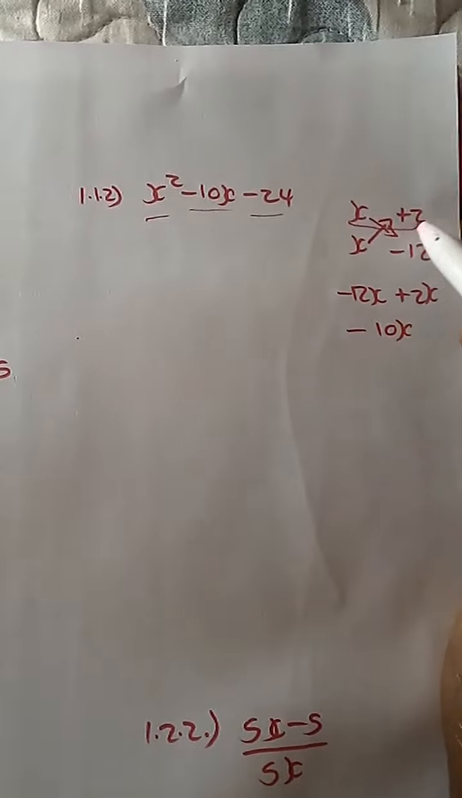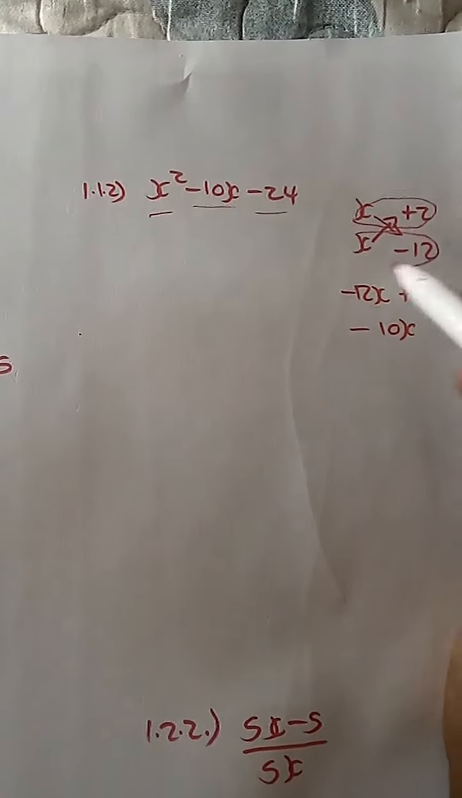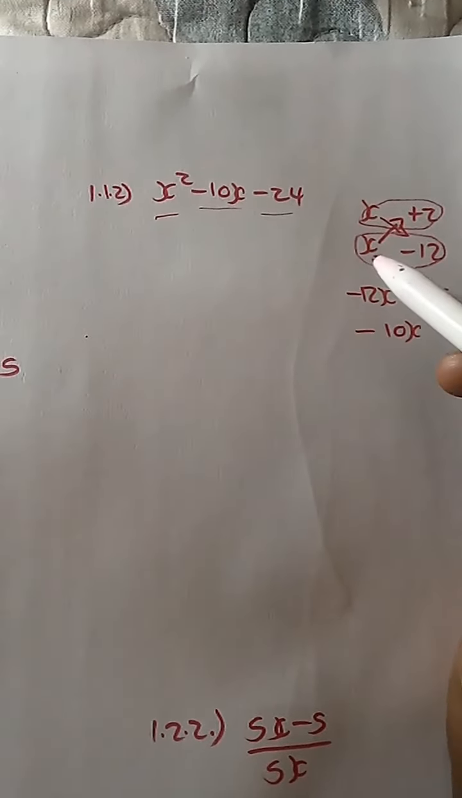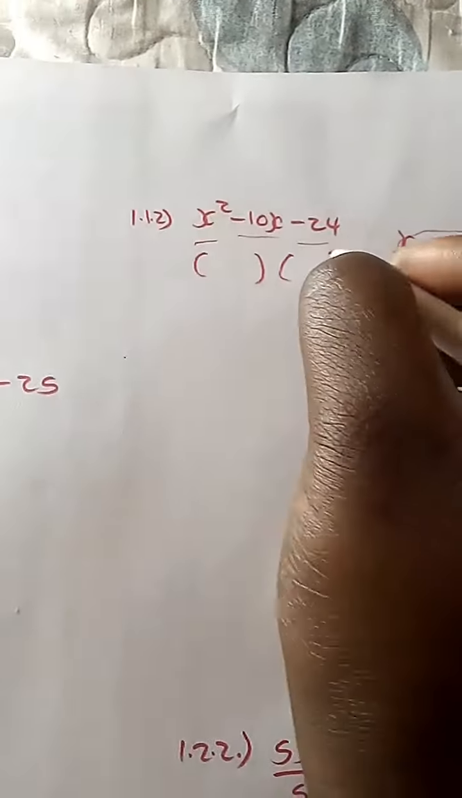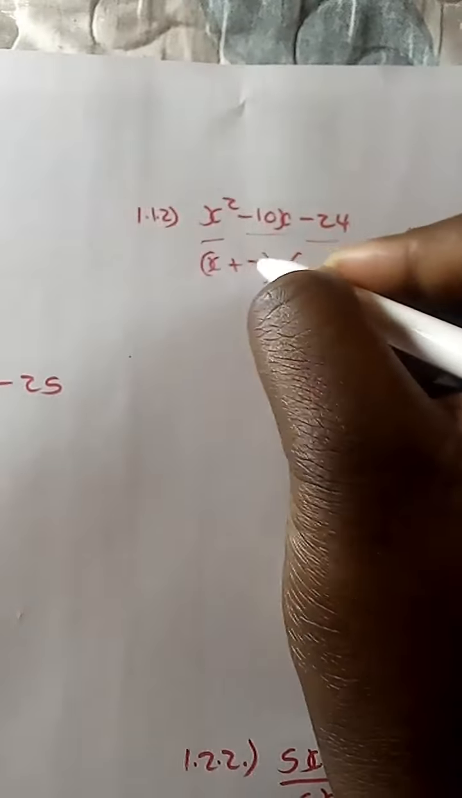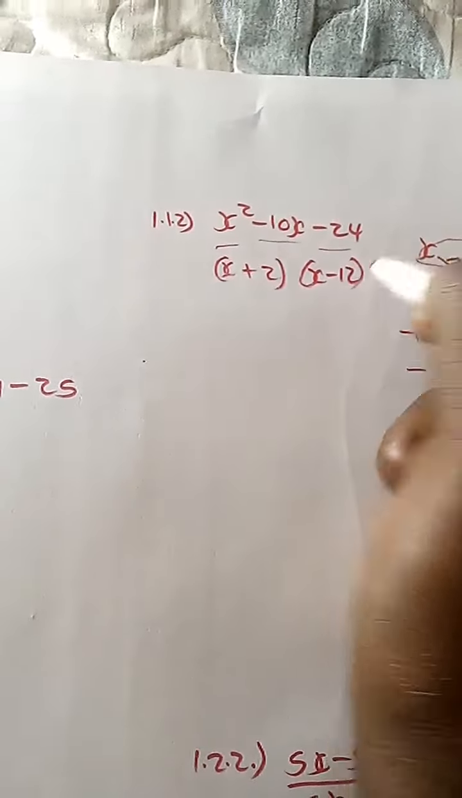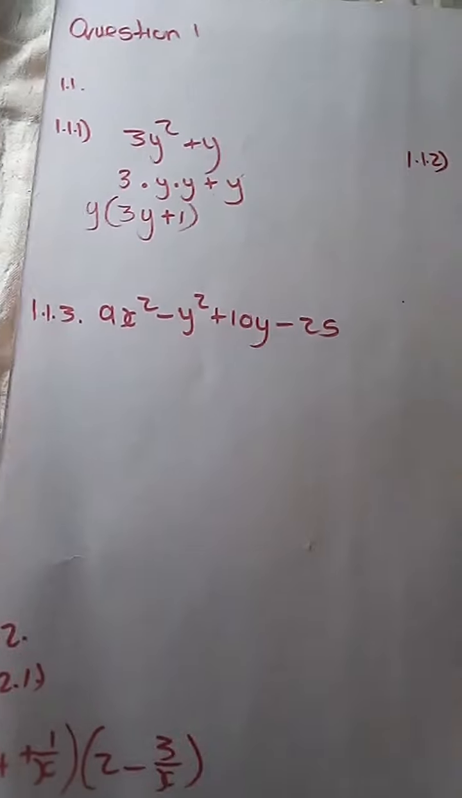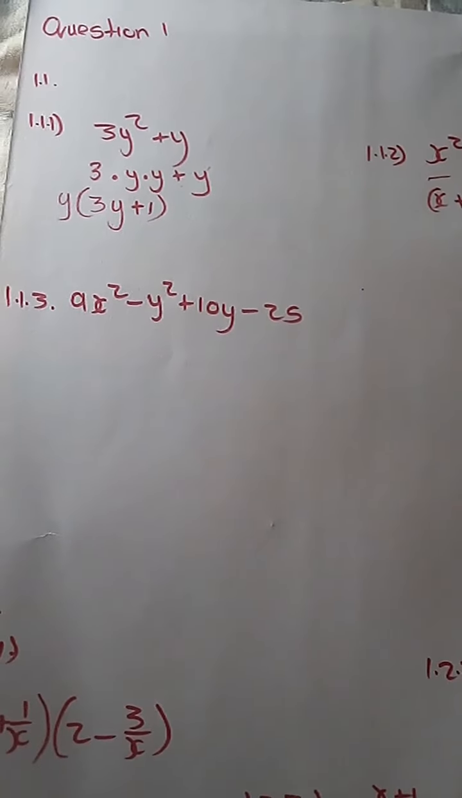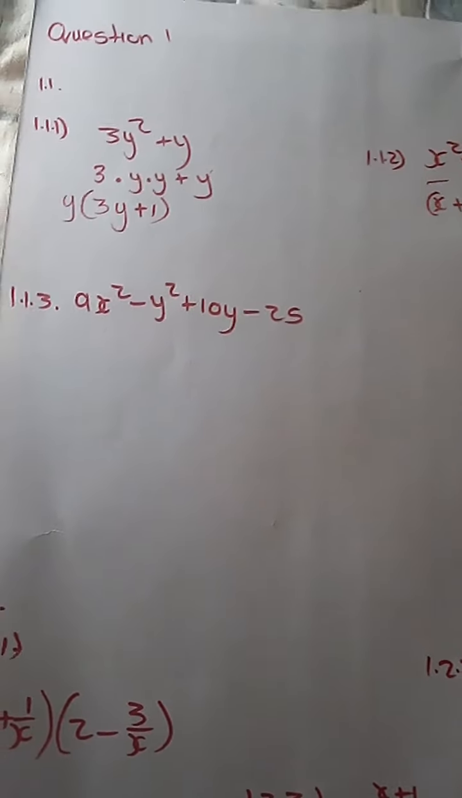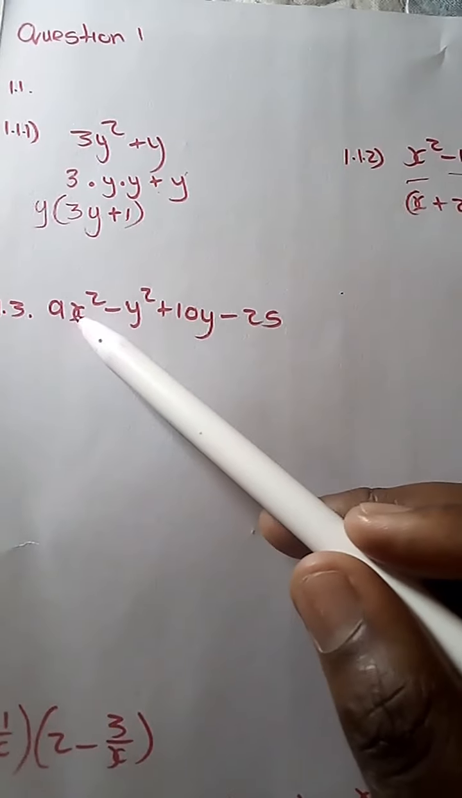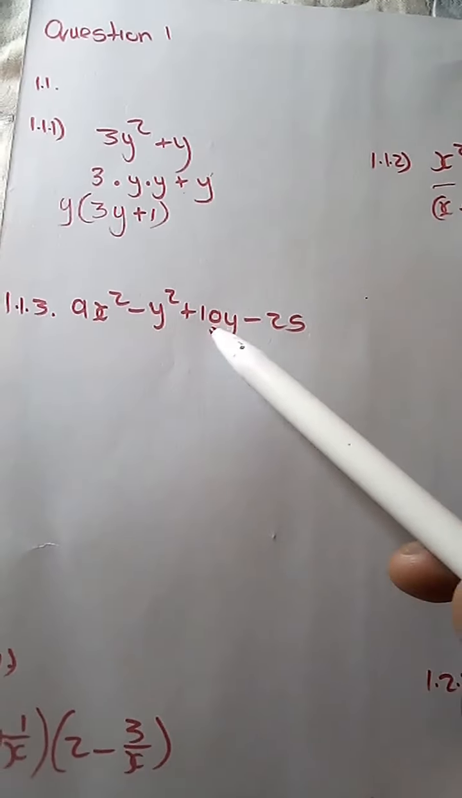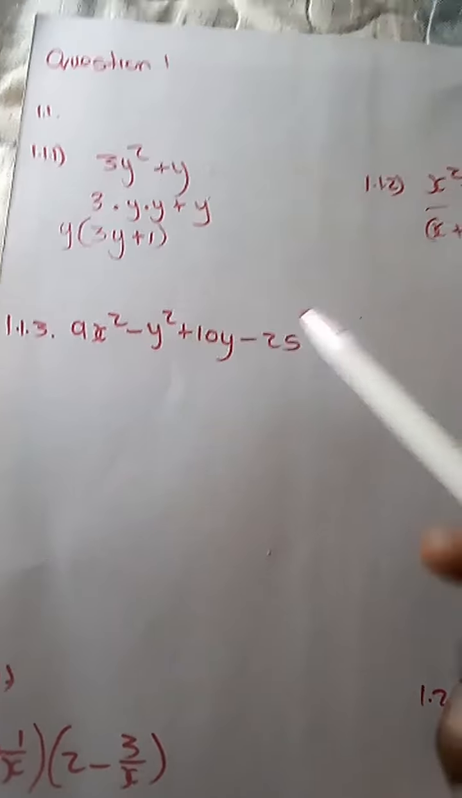So this is how we are going to arrange our brackets. It will be x plus 2 into x minus 12. So x plus 2, x minus 12. That's our final answer for here. And when we come here, this is possibly grouping, but we don't know how we are going to group this, because 9x squared, if we group it with this, we can't simplify those further. So you have to group them into trinomials.